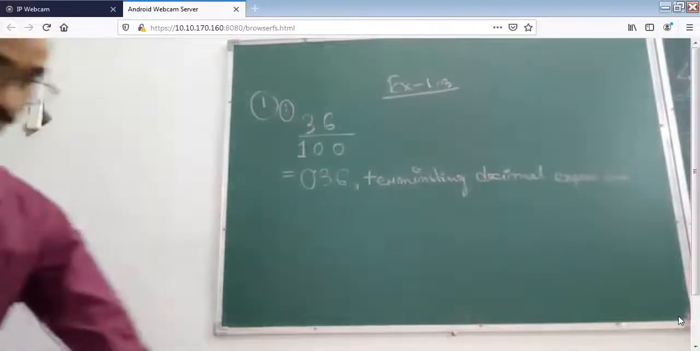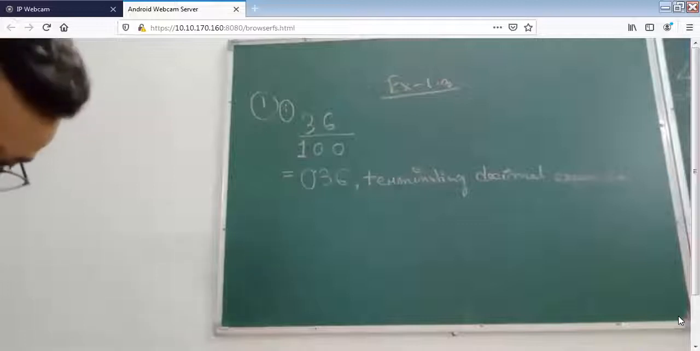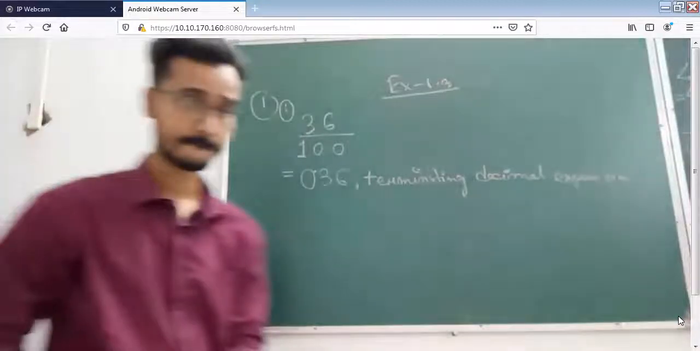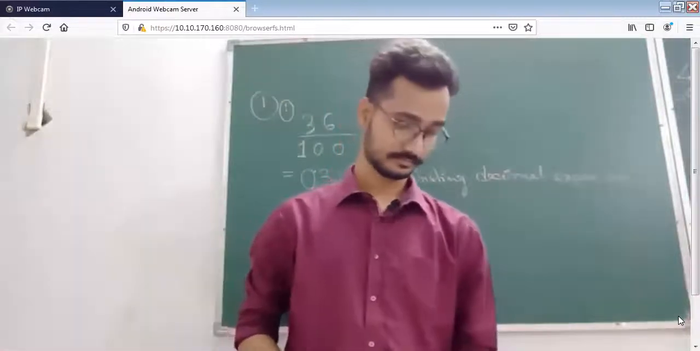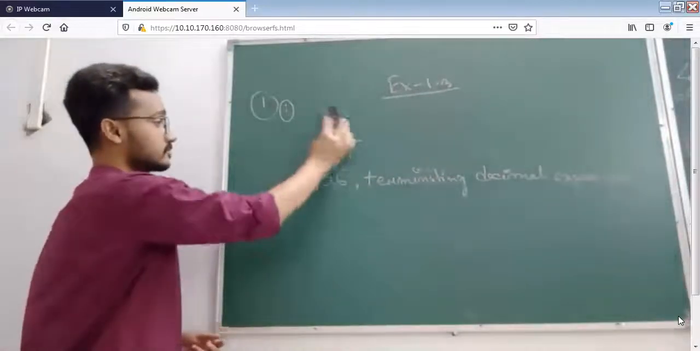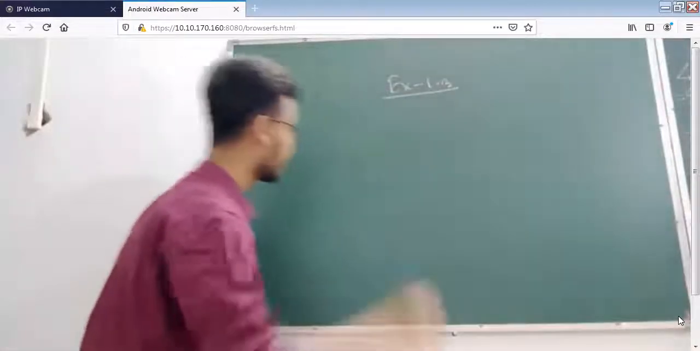Now see the second question, 1 by 11. All of you see the second question, 1 by 11. Now see, what is 1 by 11? Now, okay, this is clear. Now see, question number second. What is 1 by 11?